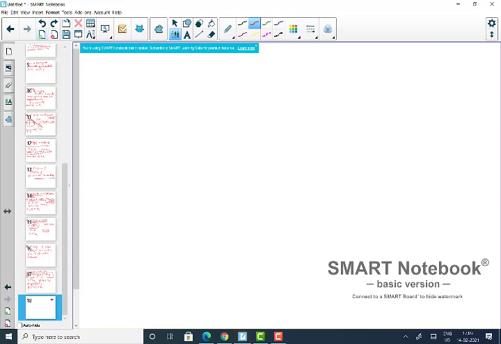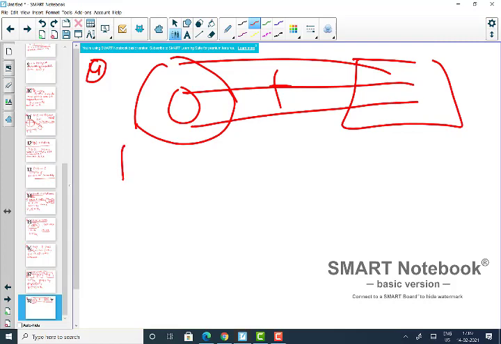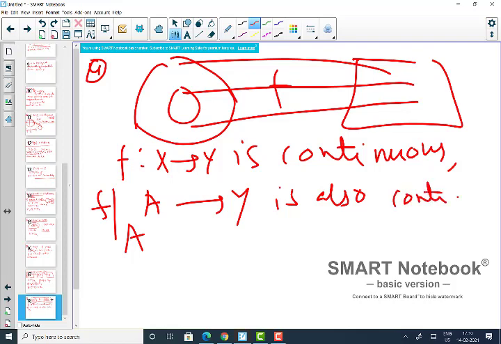What happens if we restrict the map to a proper subspace? For example, suppose there are two topological spaces, and you have a map F from X to Y. And then you restrict it to a small subspace A of X. So that will be some part of this here. What does that mean? Suppose F from X to Y is continuous. Then if you restrict this to a subspace A of X, the restriction from A to Y is also continuous. That means if the given map is continuous, the restriction is always continuous, and that is obvious.